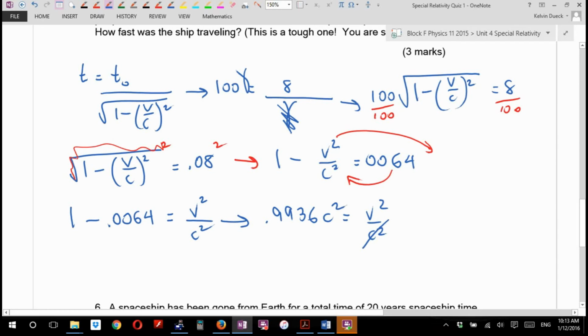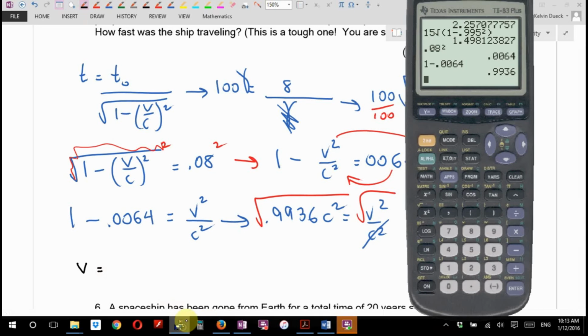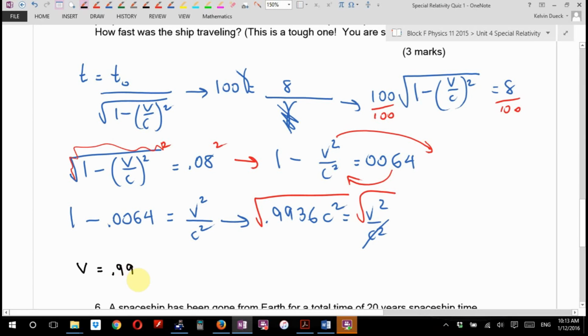You with me so far? It's a lot of steps. I have a v squared by itself. How do I get rid of a squared? Oh, excellent. I'm going to square root both sides. So here we go. v ends up being the square root of that thing, 0.9967. I'm going to go 0.9968 times c, because the square root of c squared is just c.